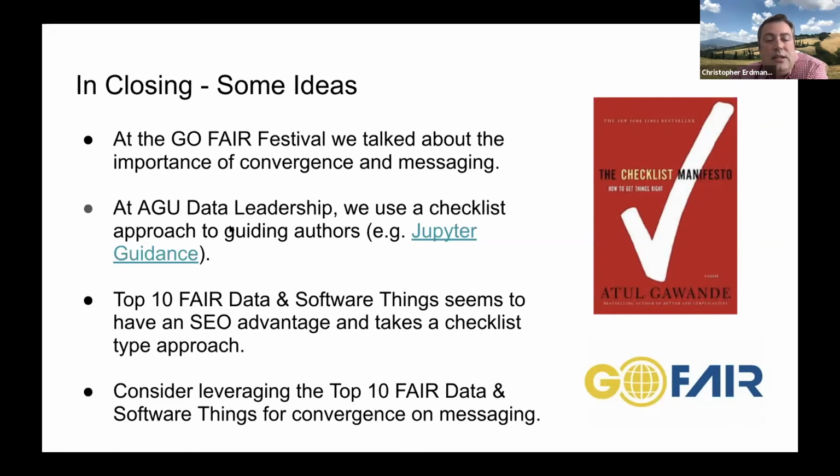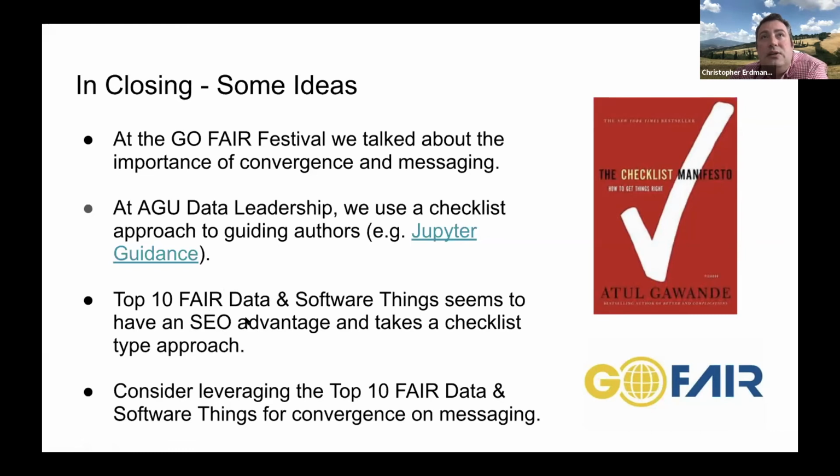And then at AGU, at least with my colleague Shelley Stall, we are starting to use more of this checklist approach to guiding authors. The most recent example is this Jupyter guidance that I linked to here, that takes that direct approach of: here are the 5 things you need to know when you're trying to archive your notebooks, make them runnable and cite them. And so top 10 FAIR data and software things seems to have this SEO, search engine optimization advantage, and takes the checklist type approach.